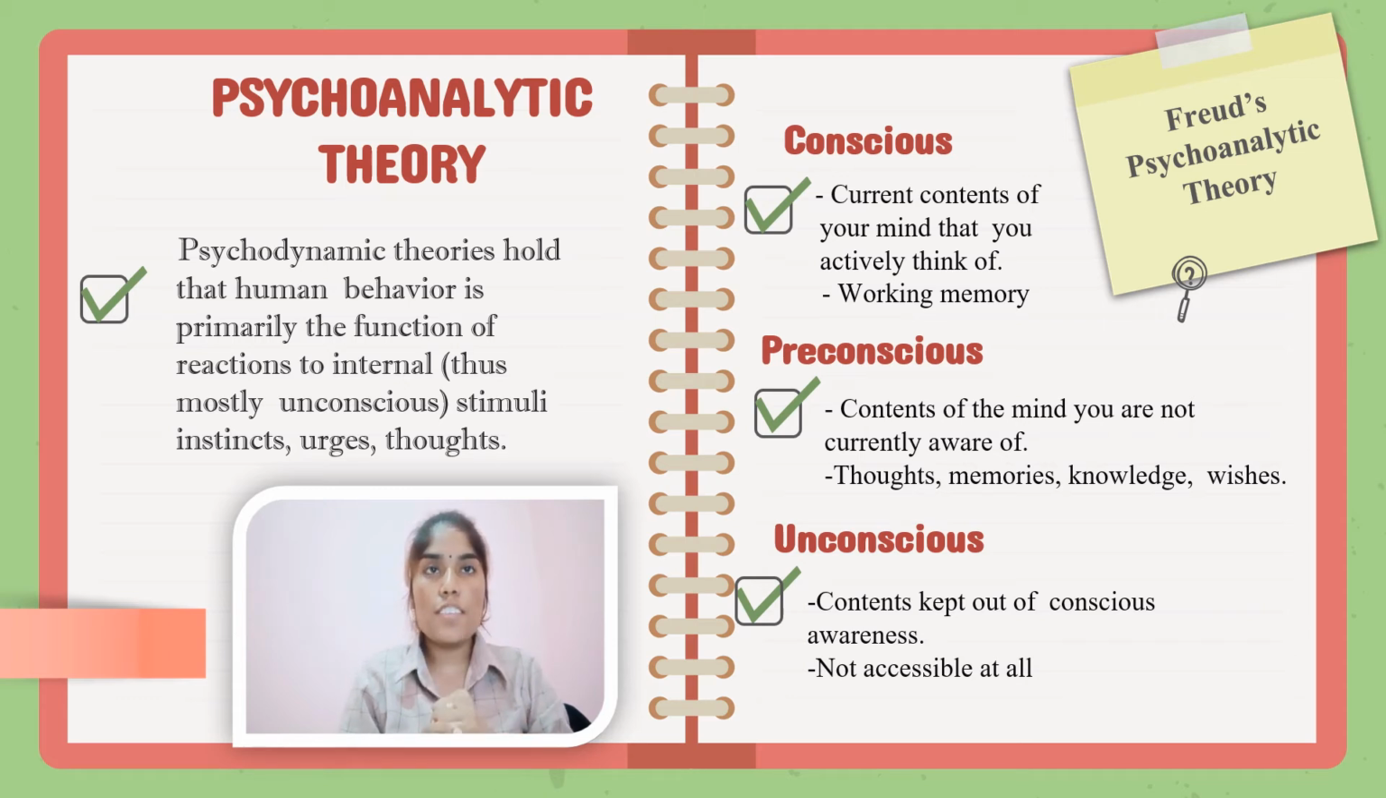The fourth theory is psychoanalytic theory. Psychodynamic theory holds that human behavior is primarily the function of reaction to internal stimuli, instincts, urges and thoughts. There are three phases of psychoanalytic theory. First is conscious, current contents of your mind that you actively think of, working memory. Second is preconscious, contents of the mind you are not currently aware of. Thoughts, memories, knowledge, wishes. That is unconscious. Contents kept out of conscious awareness, not accessible at all.